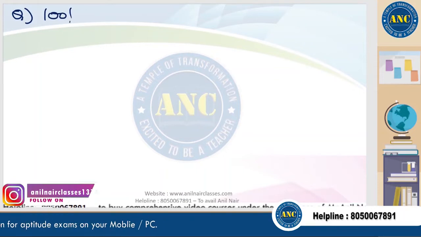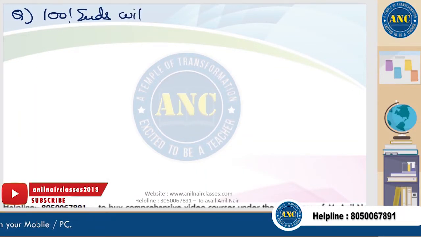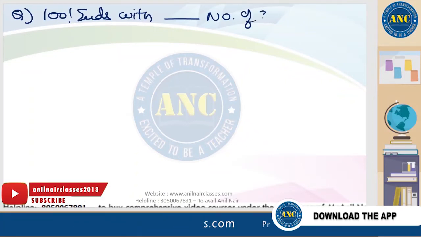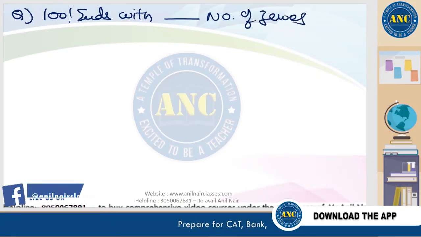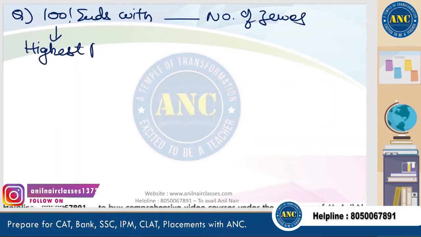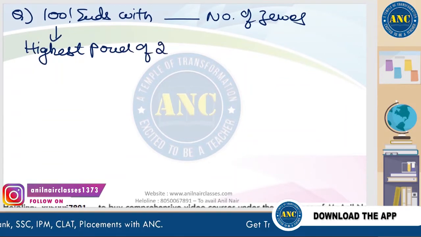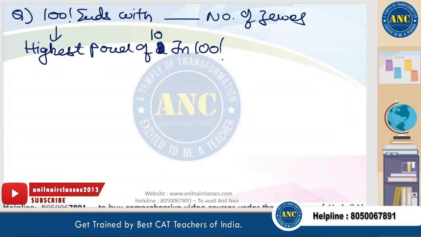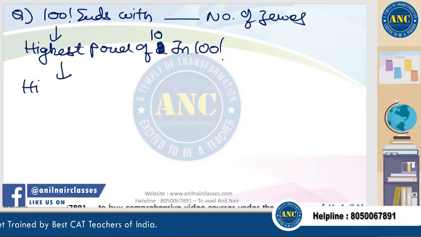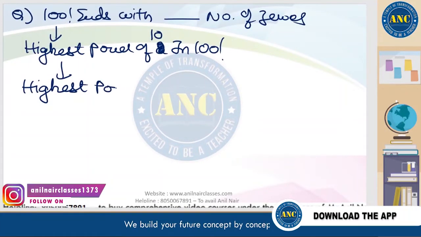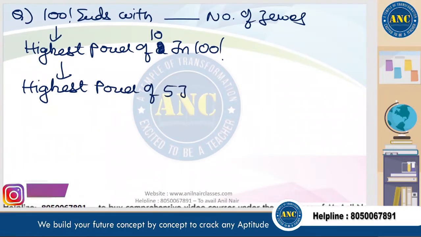100 factorial ends with dash number of zeros. One more example. Number of zeros at the end is nothing but the highest power of 10 in 100 factorial. This I will boil down to the highest power of 5 in 100 factorial. In this case both are the same.